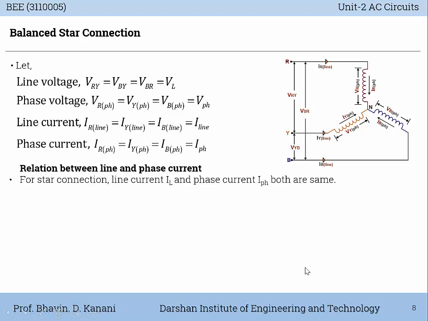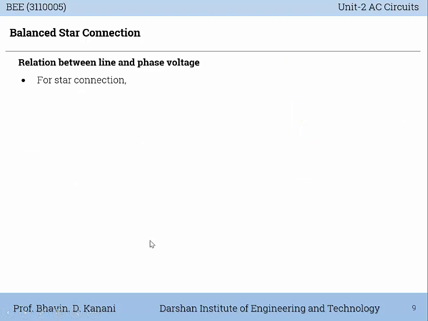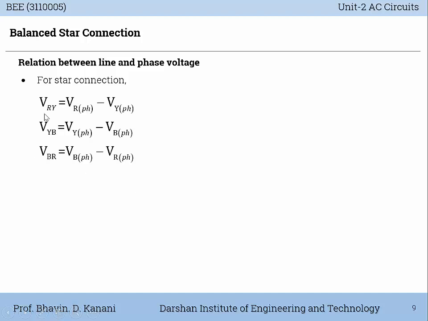अगर रिलेशन देखा जाए लाइन और फेज करंट में, then IR line is equal to IR phase, same way for Y and B phase. तो एक कंक्लूजन ये बनता है कि in star configuration, that means in balanced star configuration, line current will be same as phase current, so line current is equal to phase current. Same way balanced condition में line voltage और phase voltage के बीच में रिलेशन देखें तो let us start with VRY. VRY is equal to VR phase minus VY phase. ये माइनस बीच में कहाँ से आया?